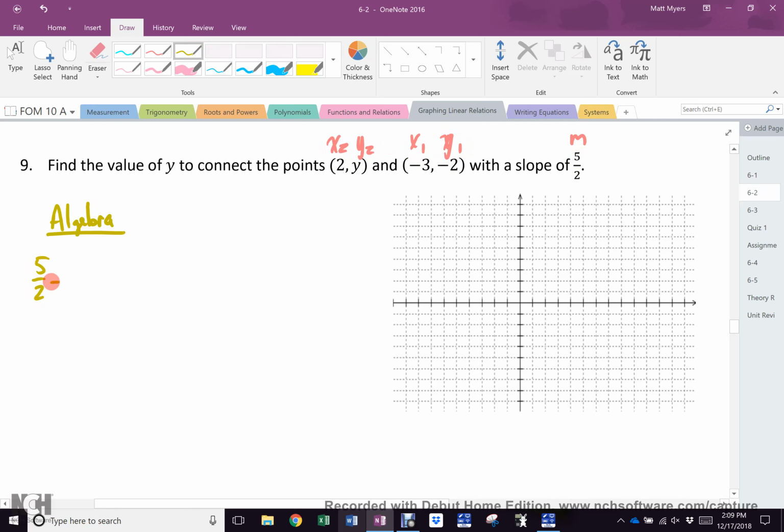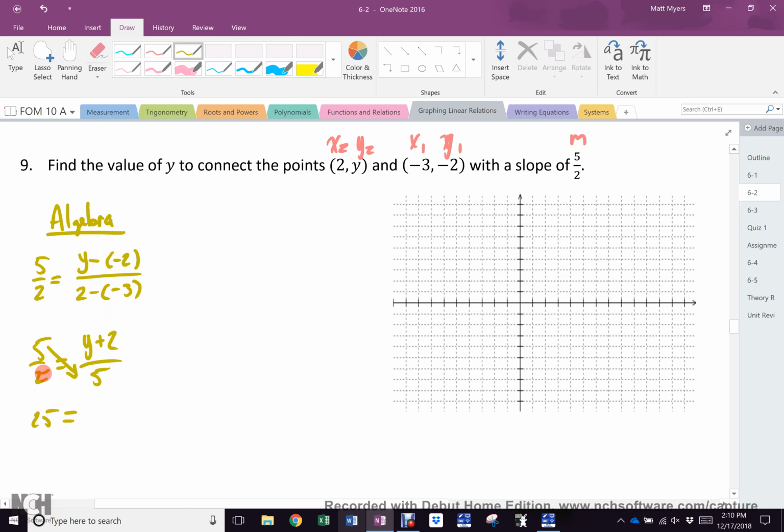Let's do our math. 5 over 2 m equals y minus 2. Does everybody know why it's minus 2? Right? Because the formula is y minus whatever the y value is, and this value is -2, over x2, 2 minus what? -3. This is barfy. Let's tidy it up. 5 over 2. What's y minus -2? y plus 2. What's 2 minus -3? 5. Fraction equals fraction. What do I do? Cross multiply.